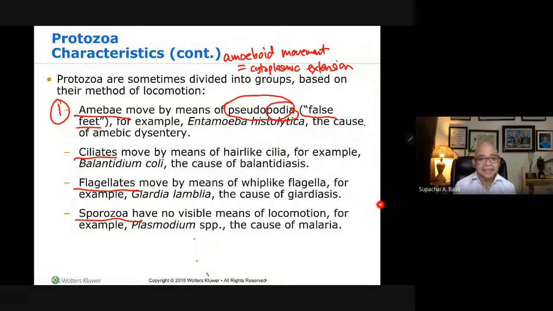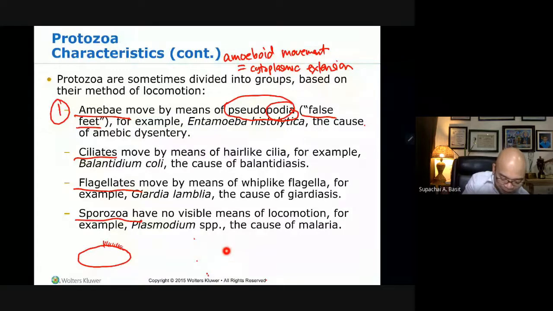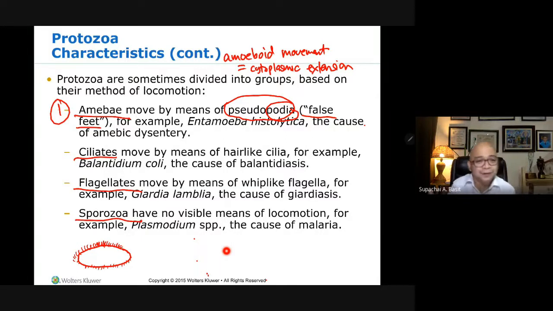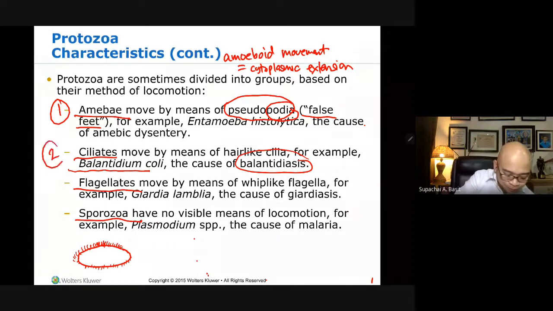Ciliates, on the other hand, have small hair-like structures. This is how cilia look like, and the most common protozoan with cilia is Balantidium coli. The causative agent of balantidiasis, Balantidium coli, by the way, is the largest intestinal protozoan infecting humans.